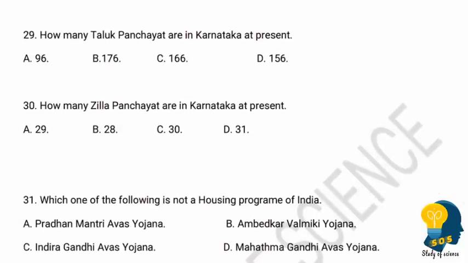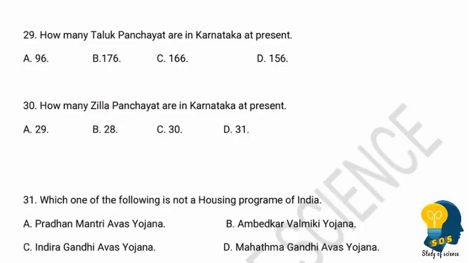How many Taluk Panchayats are in Karnataka at present? And the options are A. 96, B. 176, C. 166, D. 156. And the right answer is B. 176.